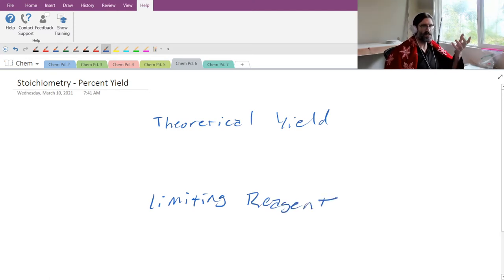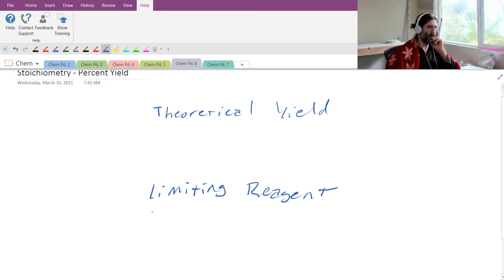And I want to revisit what everyone has in their minds about what each of these things is, because there seemed to be some confusion. There may have been some confusion about this. So what would you say? How about limiting? Let's start with limiting reagent. What is the limiting reagent?